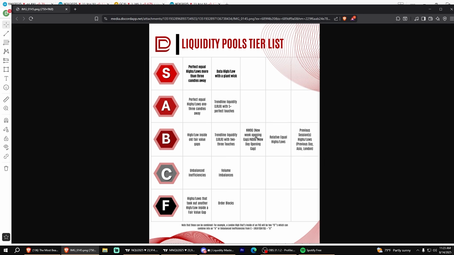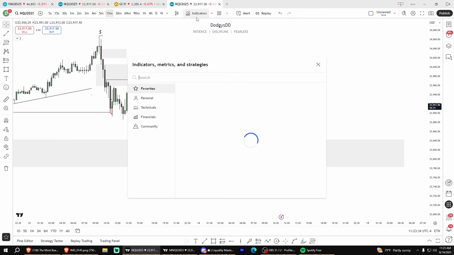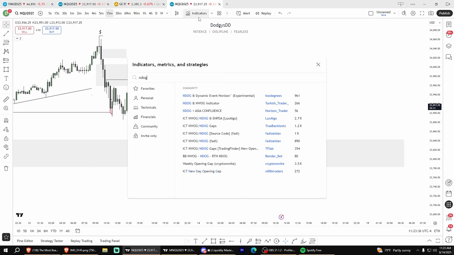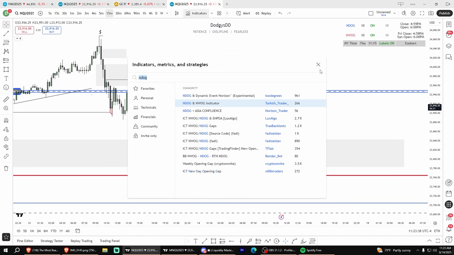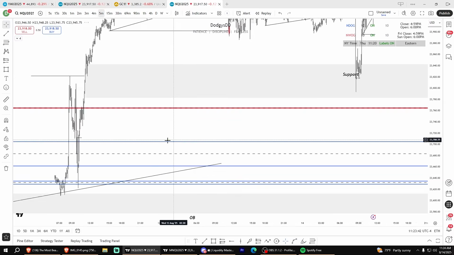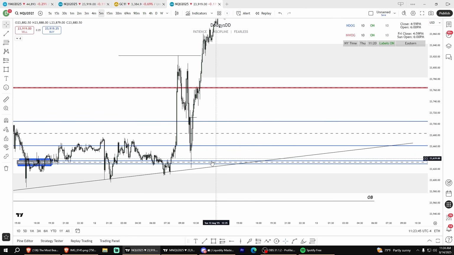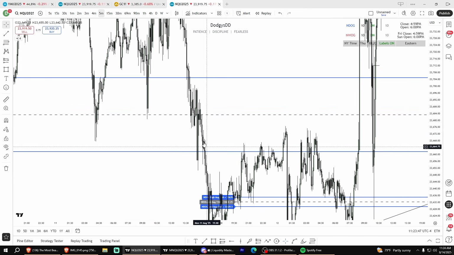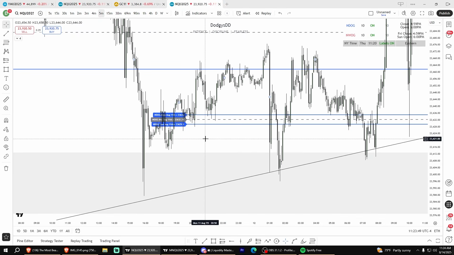We have new week open gap and new day open gap. I'm not going to spend too much time on this, but if you type in new day open gap and new week open gap indicator, basically what it is, if you go to the 5-minute time frame, you look at the gaps from 5 to 6 p.m. every single night, or from Friday to Sunday.